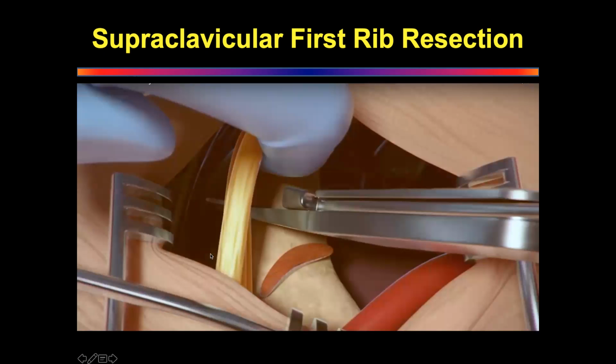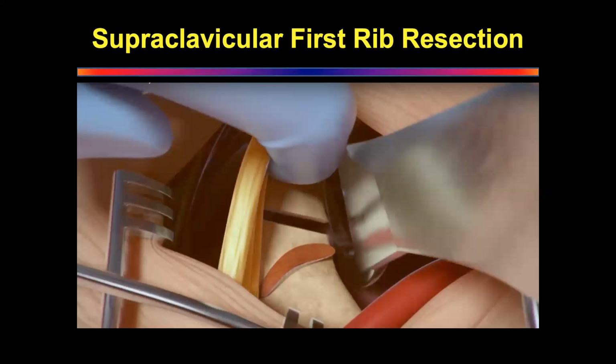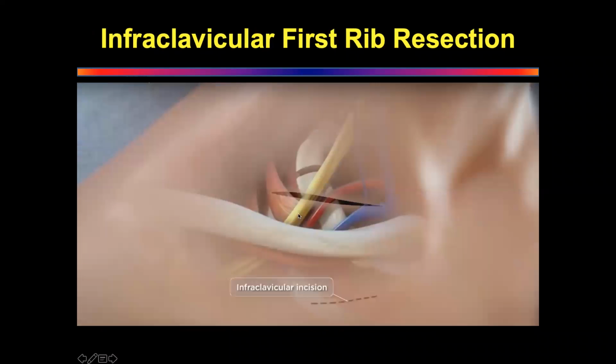And then what do you do? Then divide the rib with the rib. You always divide the rib. Okay. So you retract the brachial plexus to the side and then you make a cut on the rib and then you divide the rib.